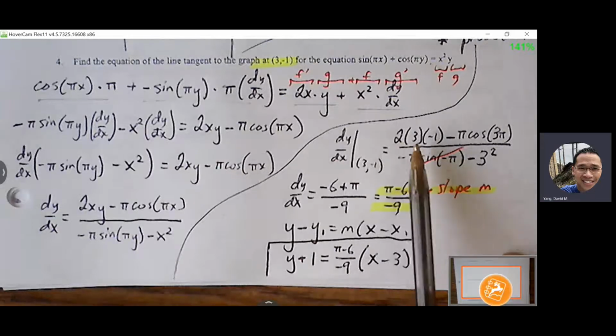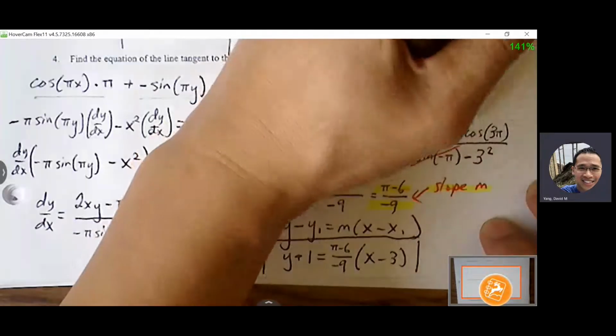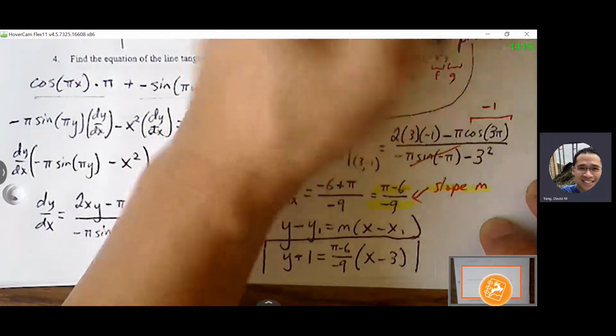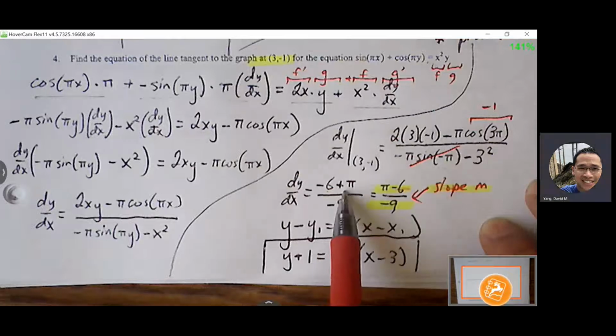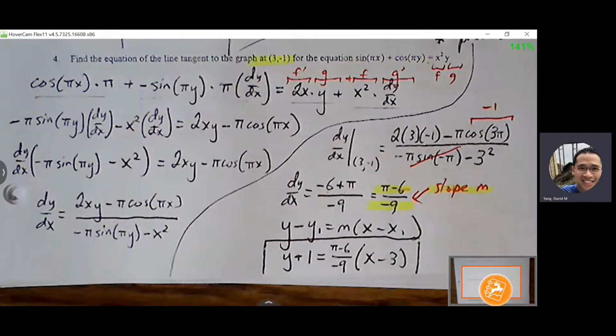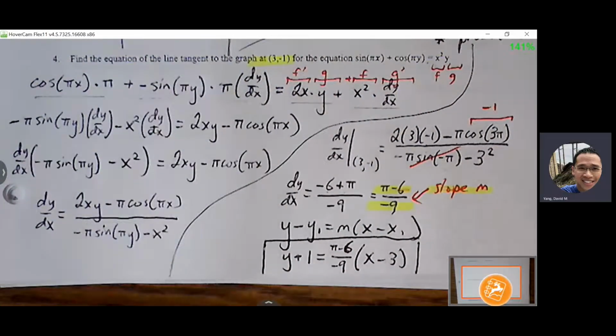Yeah, so numerator here, 2 times 3 times -1 is -6. Cosine of 3 pi is same thing as cosine of pi. And cosine of pi is -1. And then -1 times negative pi will be a positive pi. Okay, any questions with 4? Okay, let's flip to the next page and we'll do a related rates problem, number 5.